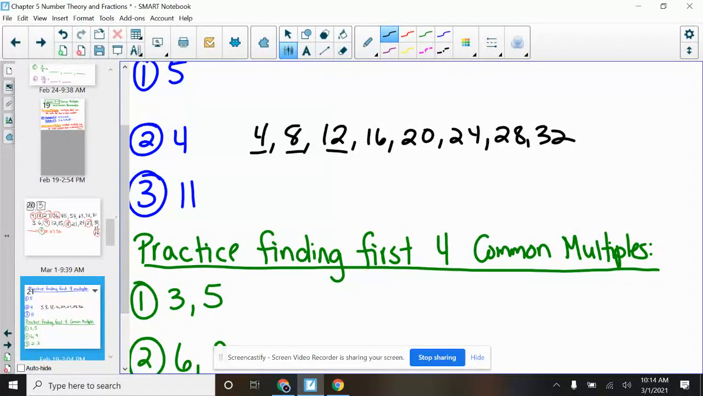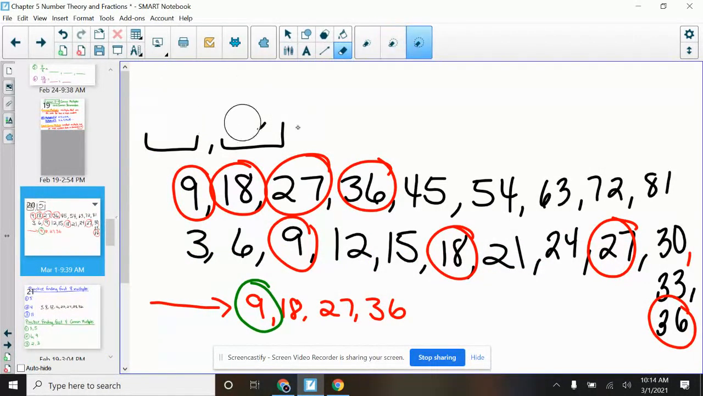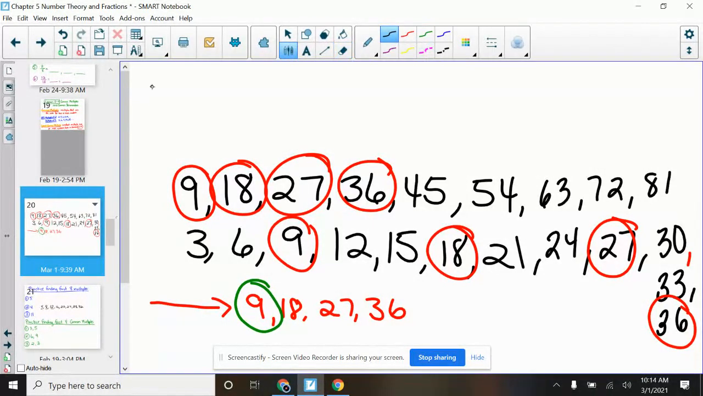Now, the other one that I asked you to complete was number 1 in green, okay? So this one took a little more time because this time you had to list the multiples of both 3 and 5. And you had to keep on listing those multiples until you found the first 4 that they had in common, okay? So let's come back over here. Now look, we already did 3, right? Because a minute ago, Shane told us to do 3. So I'm not going to redo that one. I'm going to keep 3's multiples listed.